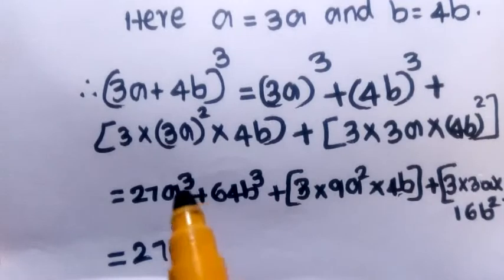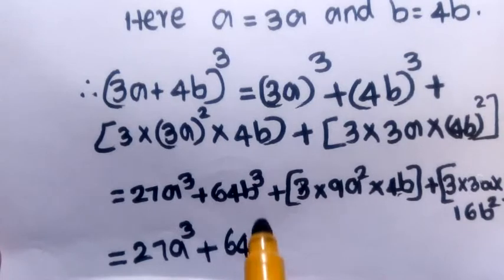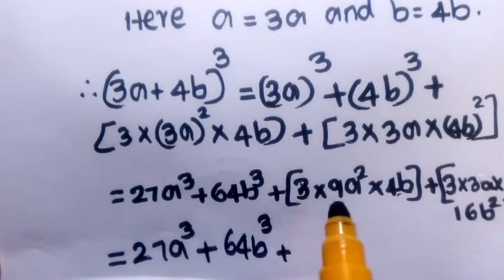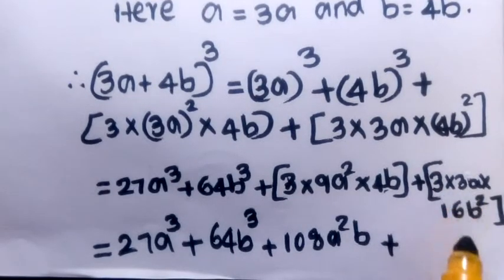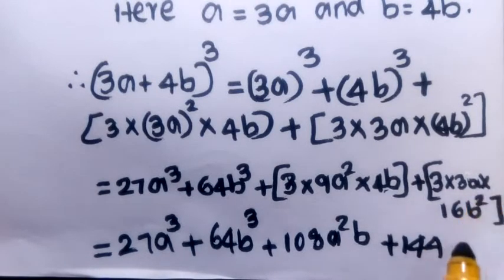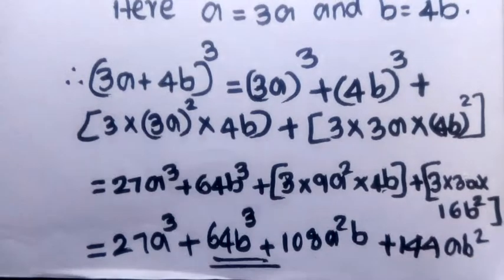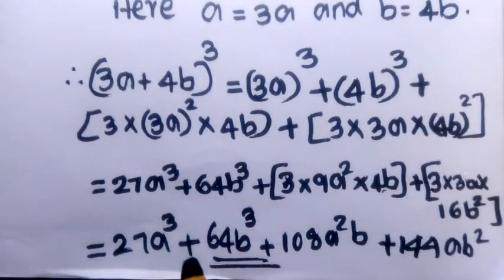Next step, 27A cube plus 64B cube plus 3 into 9 into 4 is equal to 108. A square into B is A square B. Plus 3 into 3 into 16 is equal to 144. A into B square is AB square. Therefore, (3A plus 4B) the whole cube is equal to 27A cube plus 64B cube plus 108A square B plus 144AB square.